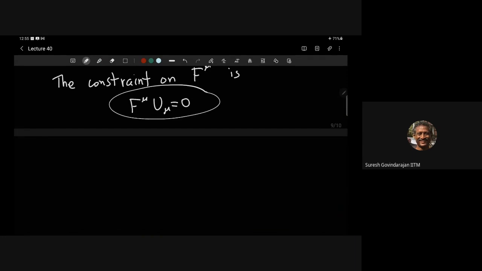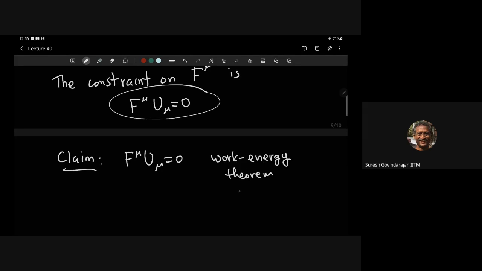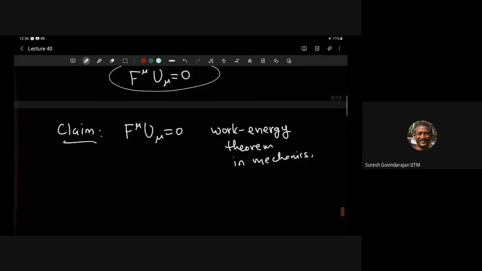What does it mean? This is something which we know, and it is already known. This is something called the work energy theorem in mechanics. I won't work out the details. This is something which we already know. What is the work energy theorem? What does it say?